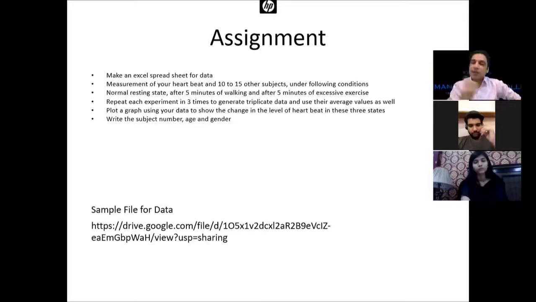And then repeat the experiment, count the heartbeats in 10 seconds, multiply by 6, you will get the heartbeat rate.